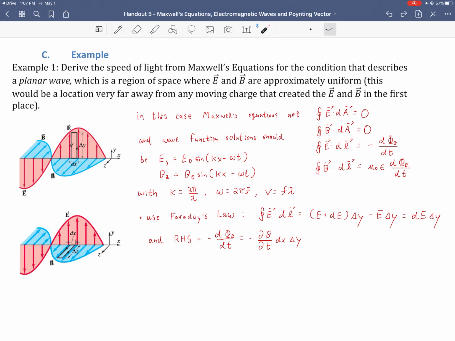But the area is time-independent, so it does come out of the derivative. And the area is simply width times height, so just dx times delta y. Okay? Now notice my notation: from here to here, I went from a derivative to a partial derivative.